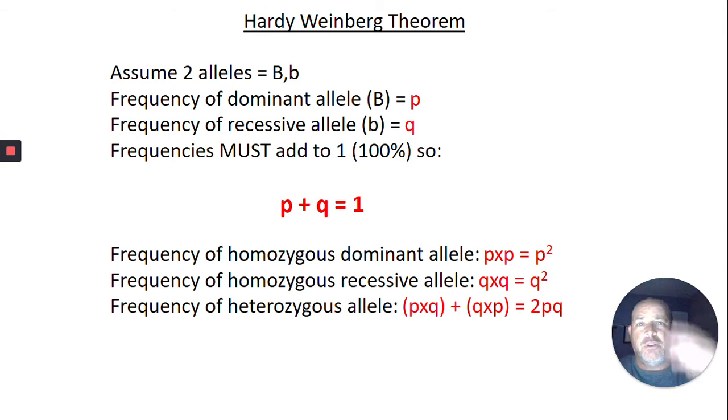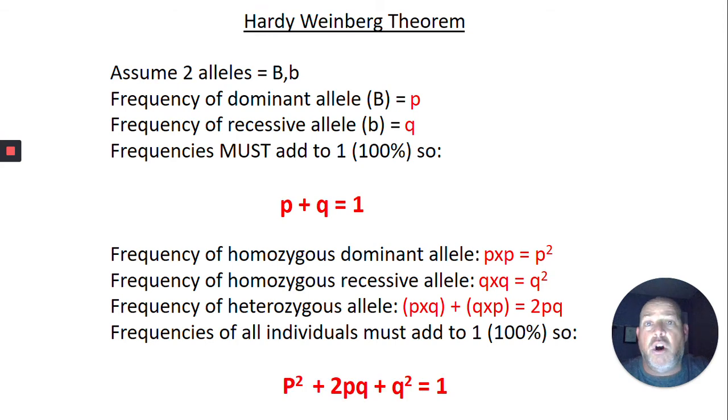So now there's only three things you can be, right? There's only three genotypes you can be. You can be homozygous dominant, you can be homozygous recessive, or you can be heterozygous. That's it. And so those three must also add to be 1. So P squared, dominant, 2PQ, heterozygous, Q squared, recessive, must also equal 1.